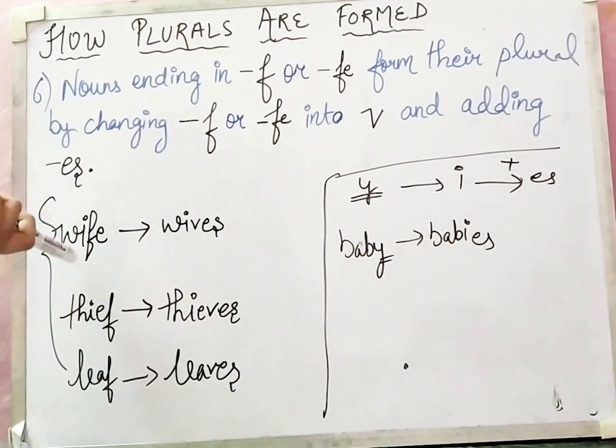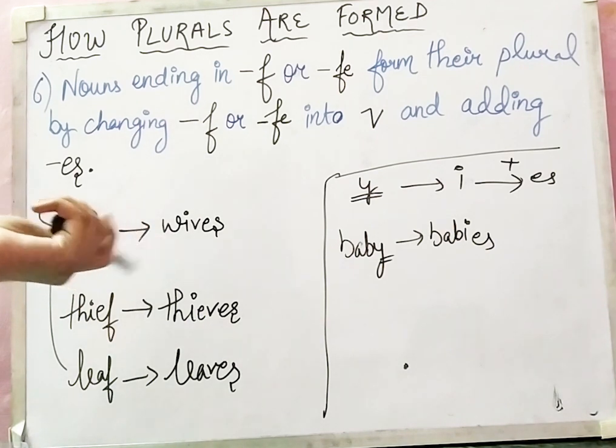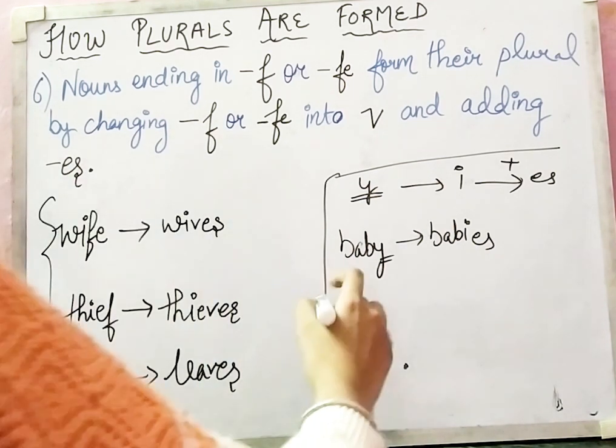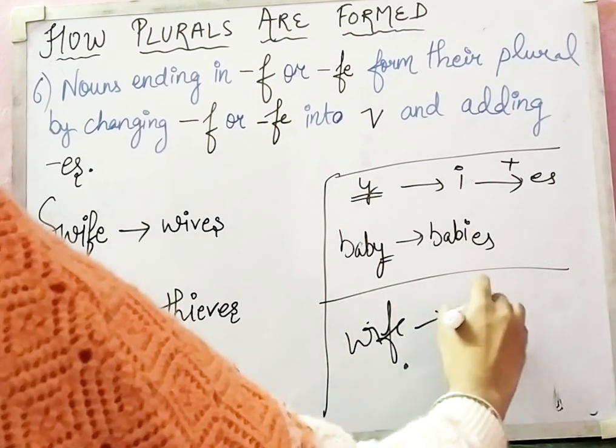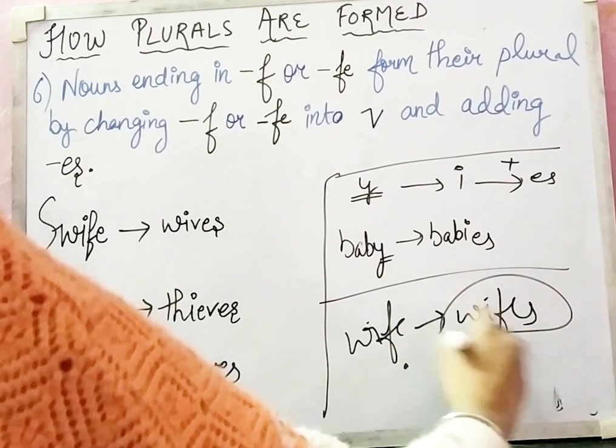Like if you were asked what is the plural of wife, then you can't write that the plural of wife is wives. This will be marked as 0.